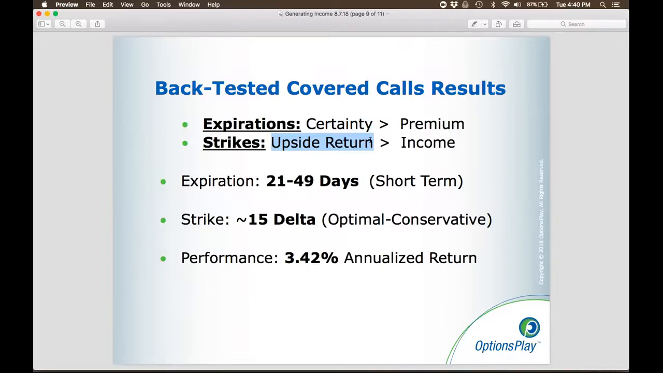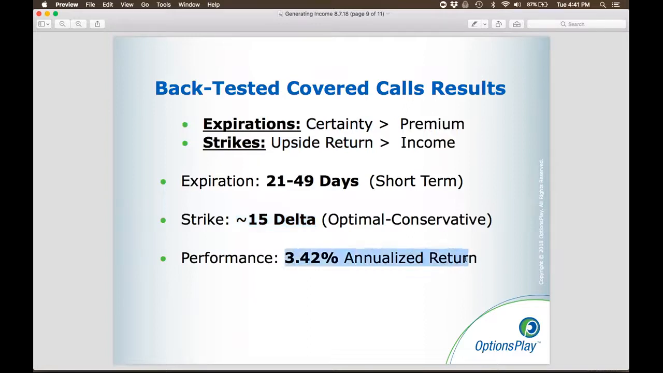So based on all of our findings testing short, medium, and long-term, conservative, optimal, or aggressive, we found that the highest returns were when you sold short-dated calls, so specifically weekly covered calls, weekly short puts, weekly credit spreads. That's really where you had the best yields on these types of strategies. And when it came to strike prices, we found that roughly a 15 delta call, so somewhere between optimal and conservative, yielded the highest possible returns.